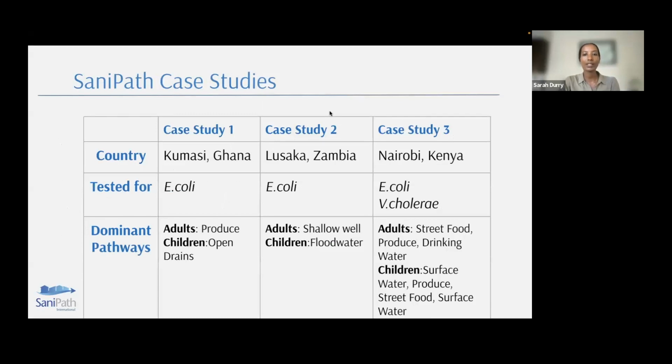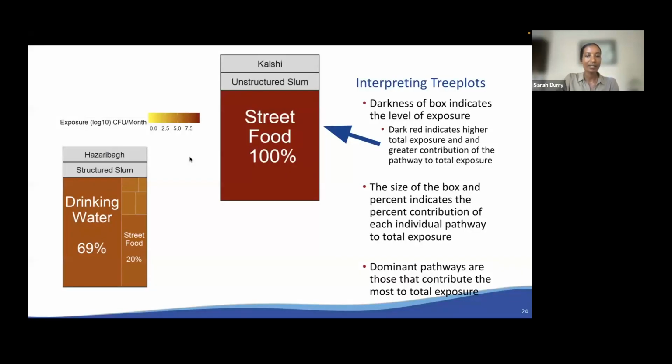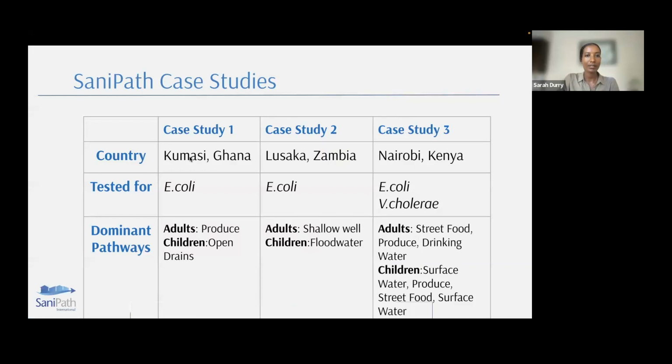So here's a quick snapshot of the case studies that I'll talk through today. I'll discuss 3 different deployments. So this should actually be Accra and Kumasi in Ghana, Lusaka, and Nairobi, Kenya.